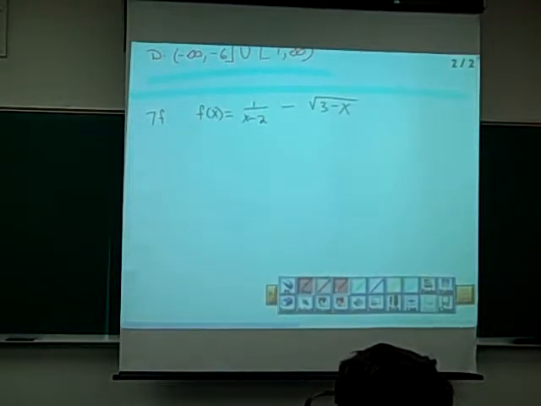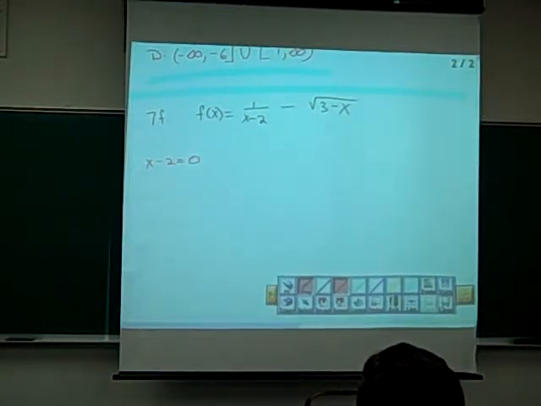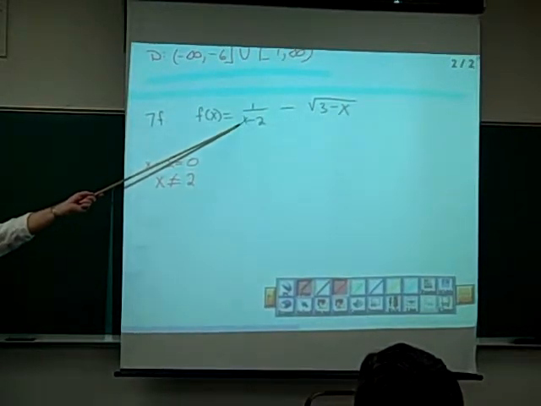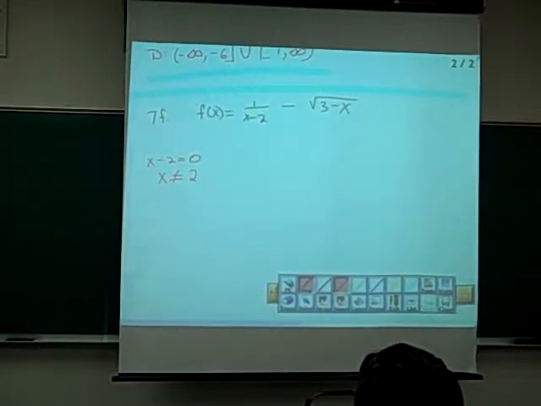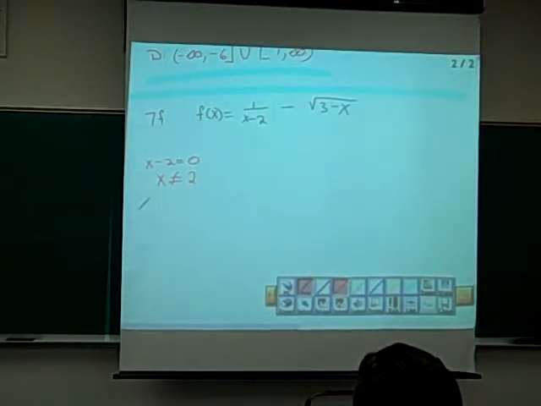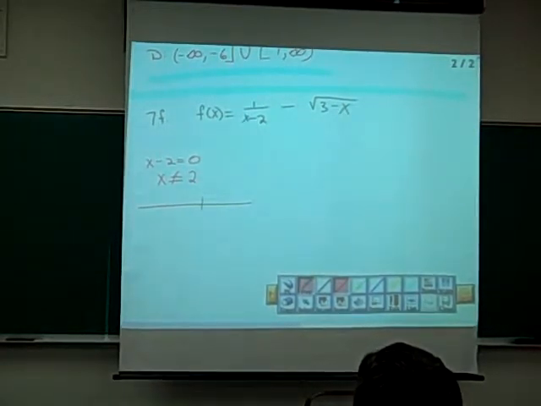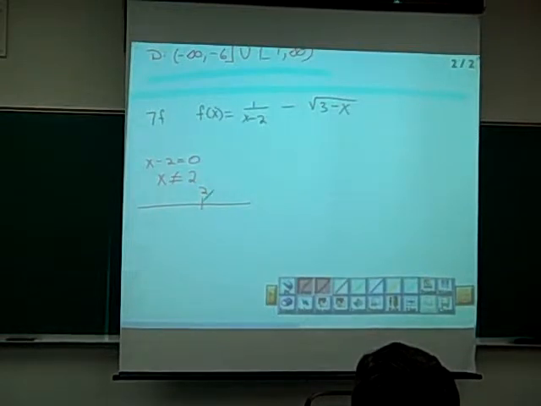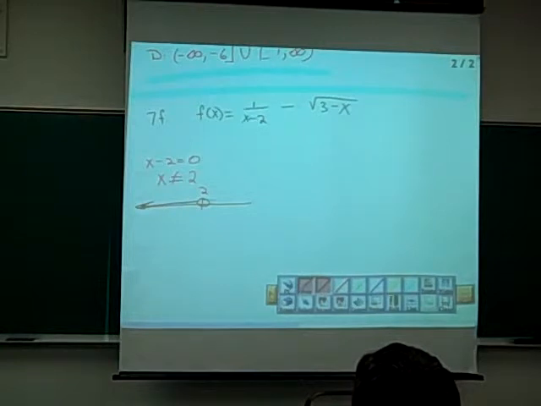So the first one, x minus 2 equals 0. x cannot equal 2, right? Because 2 here will give us a 0 in the denominator, and therefore undefined. Good. So we know that on the number line, at 2 it is going to be open, and then everything else is negative infinity to infinity. Okay, so far so good.